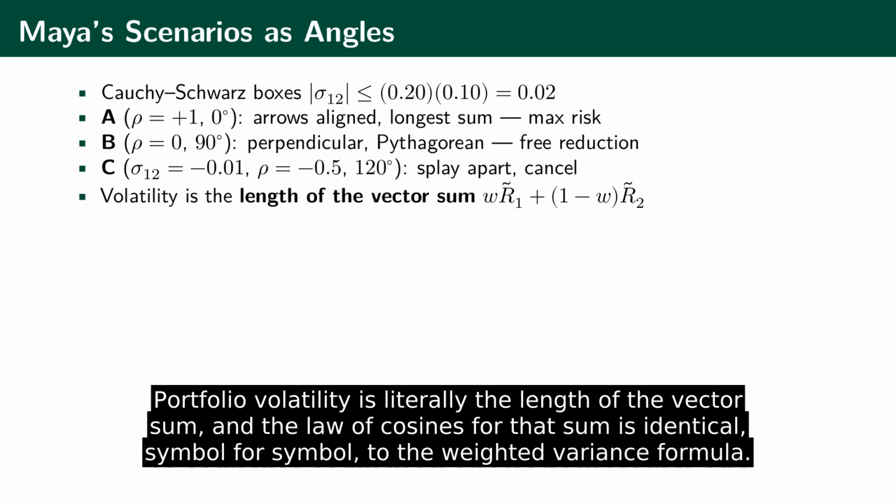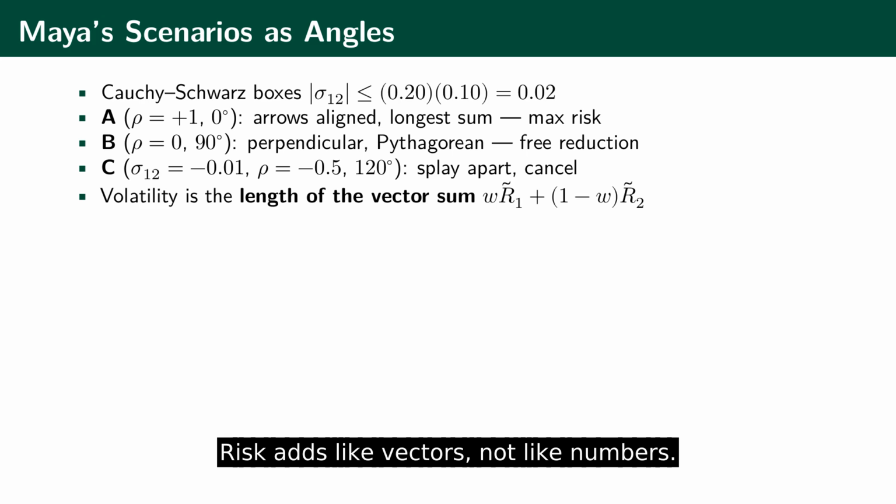Portfolio volatility is literally the length of the vector sum, and the law of cosines for that sum is identical, symbol for symbol, to the weighted variance formula. Risk adds like vectors, not like numbers.